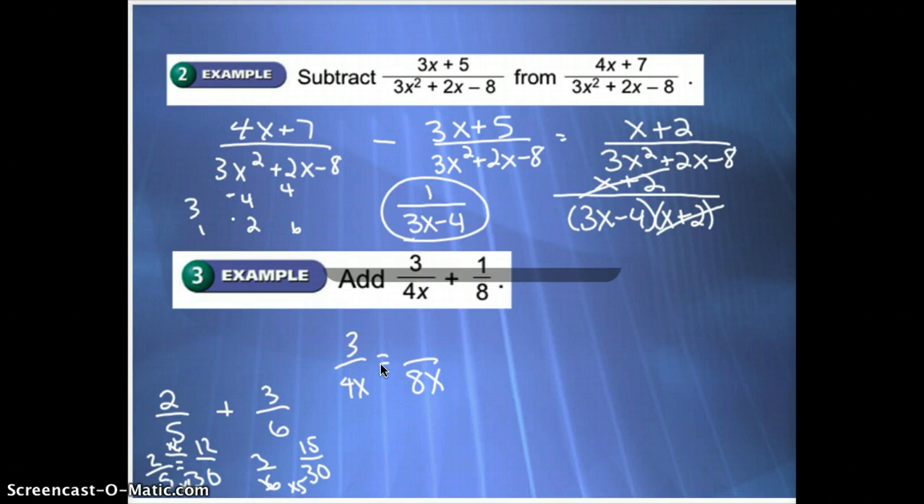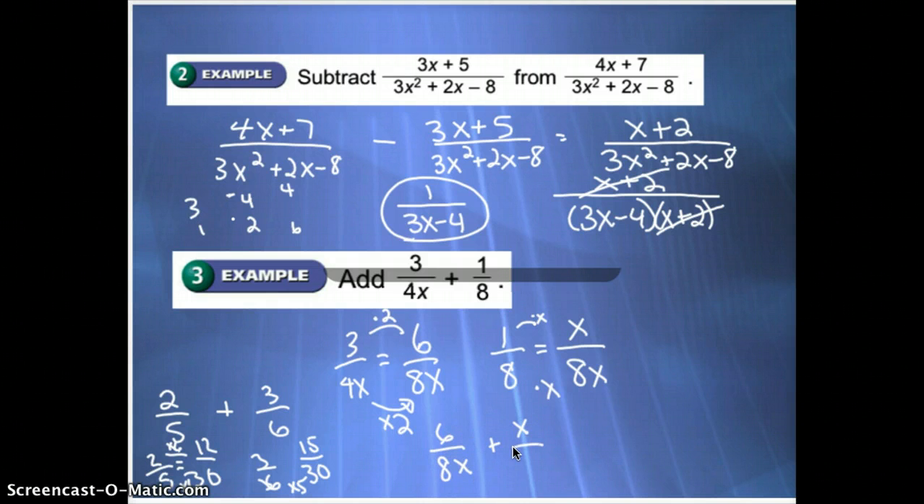So I'm going to use the same strategy here. I say, what do I multiply 4x by to get 8x? It's multiplied by 2. So I need to multiply my numerator by 2, and I get 6. Okay? If I do 1/8, and I think, what do I have to multiply that by to get 8x? 8 times x is 8x. So 1 times x is just x. So now I'm adding 6 over 8x plus x over 8x. Okay, same thing. I'm going to add my numerators, keep my denominator.